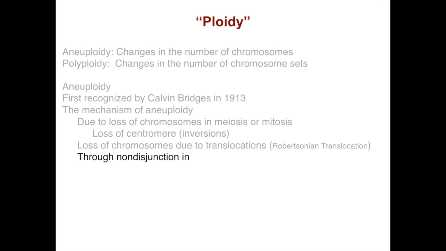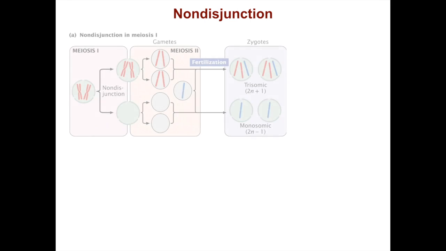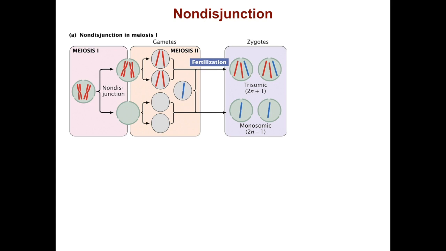Or this can occur through nondisjunction in meiosis 1 or meiosis 2. And in the case of cancer cells, these nondisjunction events can also occur in mitosis. Nondisjunction resulting in aneuploidy can occur in a number of ways. You can have nondisjunction in meiosis 1, where the chromosomes are not evenly distributed during anaphase 1 of meiosis 1.